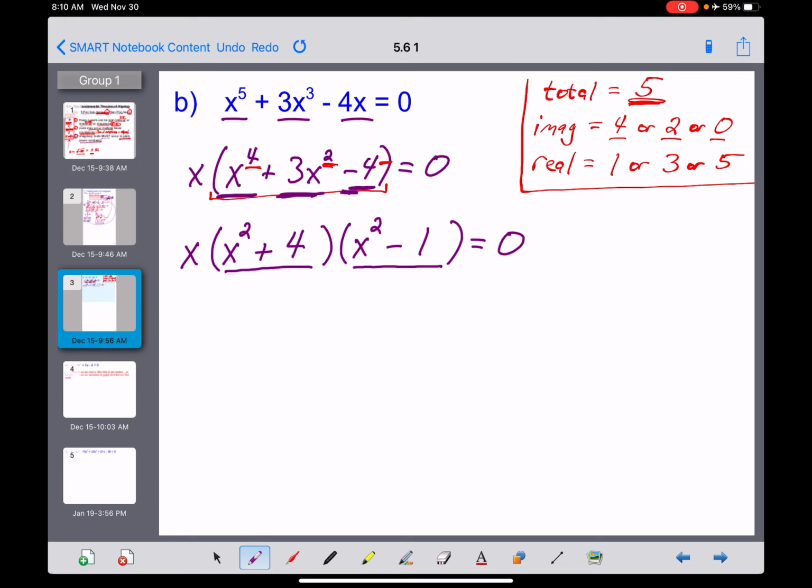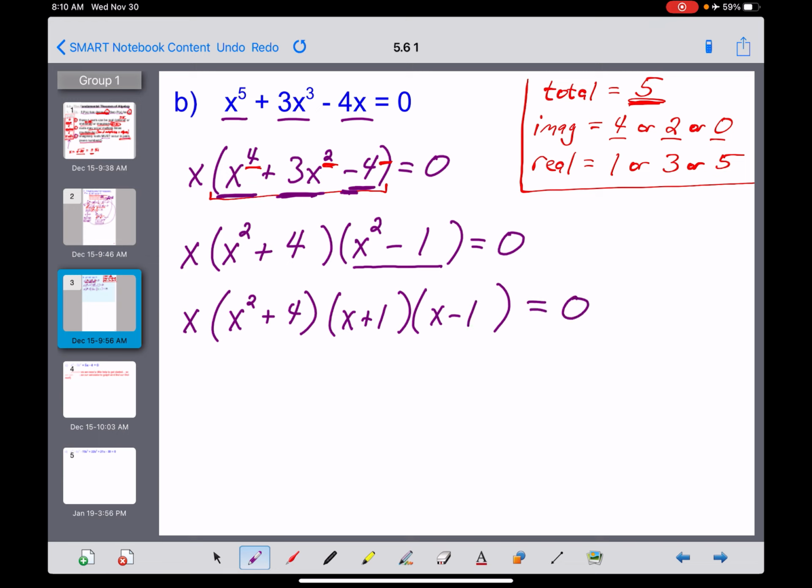X squared plus 4, though, that's a sum of squares, and a sum of squares cannot be factored. So we're going to end up with x times x squared plus 4, but now the x squared minus 1, hopefully you remember this, factors into x plus 1 times x minus 1, and all of that is equal to 0. So finally, you guys, we're done with all of the factoring. And now that you're fully factored, now we use the zero product property. We take each factor, we set it equal to 0, and we solve. Well, that one is already solved. X equals 0 is our first root that we were looking for.